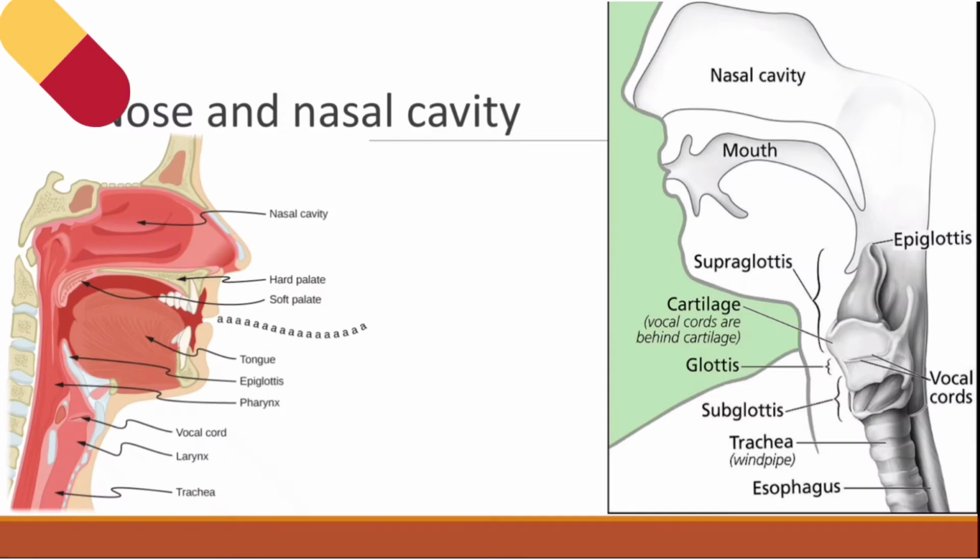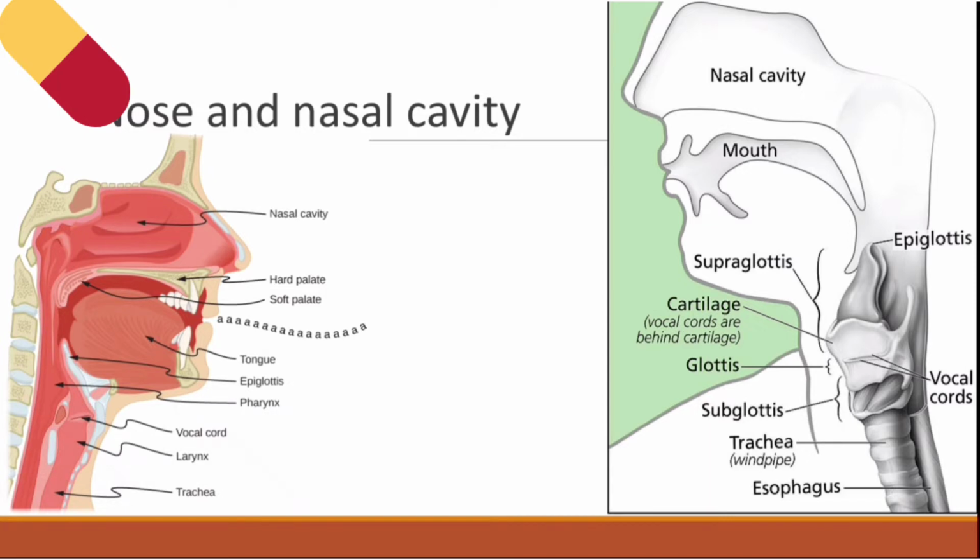So let's first talk about the brief anatomy of the nose and the nasal cavity. Now, if we take a look at this diagram in a bit of detail, we can see that the nasal cavity is made up of a roof, which is in turn made up of the bones forming the base of the skull. It also consists of a floor, which is made up of the palatine bones.